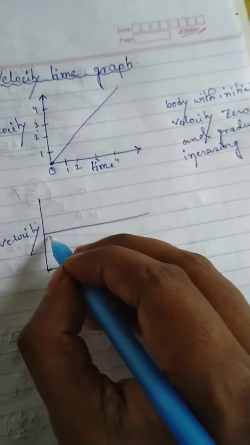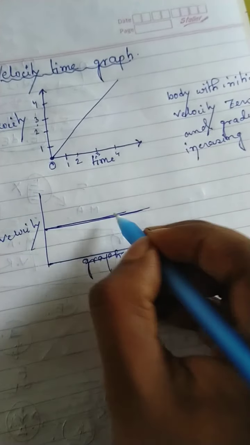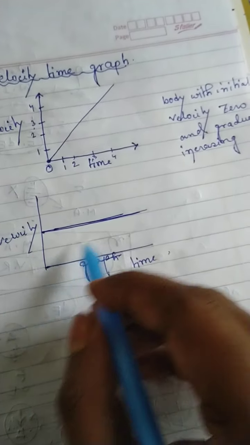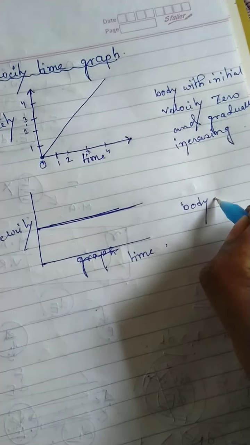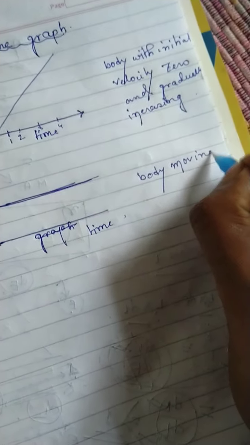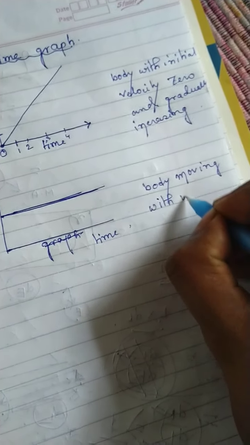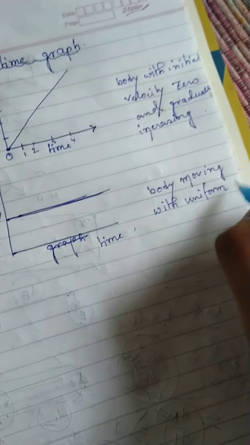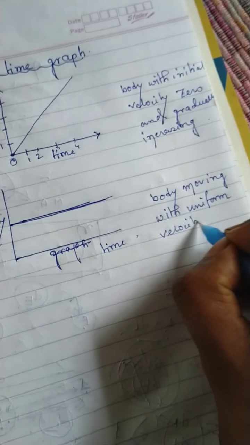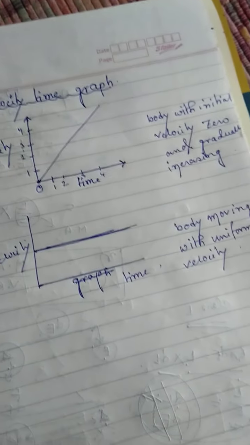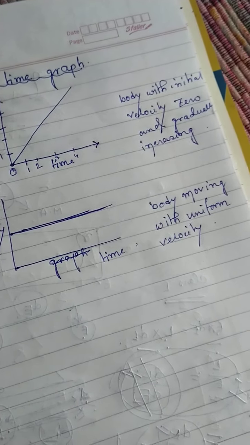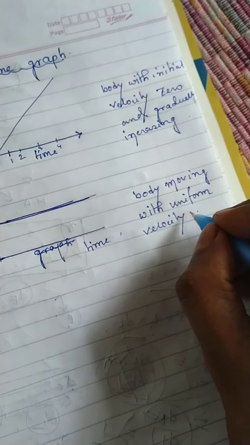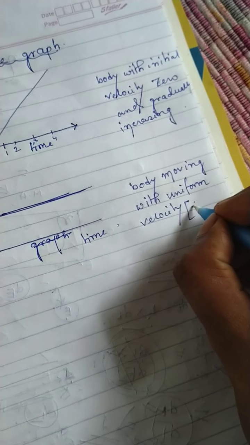Now if the graph or the straight line is parallel to the time axis, then the velocity doesn't change with respect to time. So the body is moving with uniform velocity. This kind of graph actually represents the body with uniform velocity, and with a constant velocity, not only uniform velocity but constant velocity.